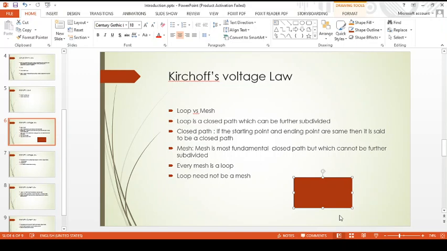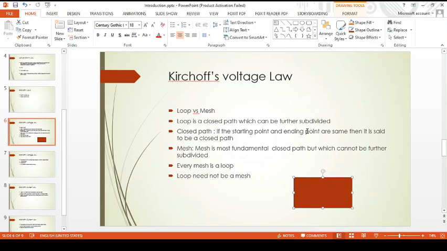Need not be, in the sense that any mesh can be called a loop. Why? Because a mesh is a closed path, and a loop is also a closed path. But vice versa is not true. What is vice versa not true? A loop need not be a mesh. That is, there may be some loops where inside there are again closed paths. Such loops cannot be called meshes. But the loops where there is no closed path inside them can be called a mesh, right?